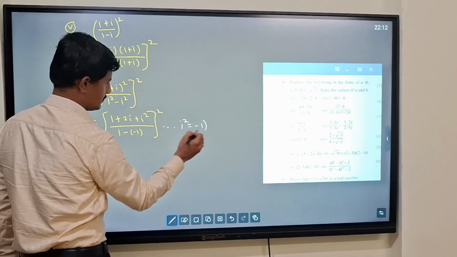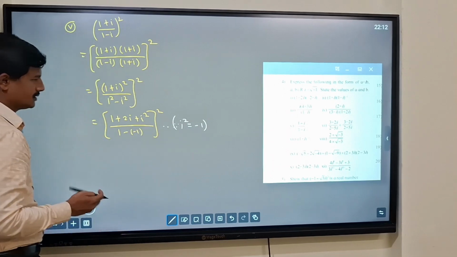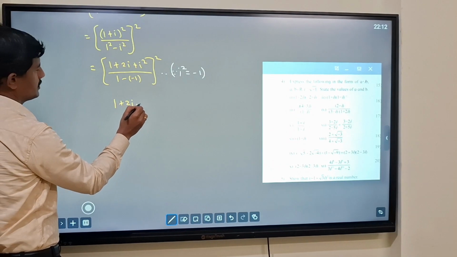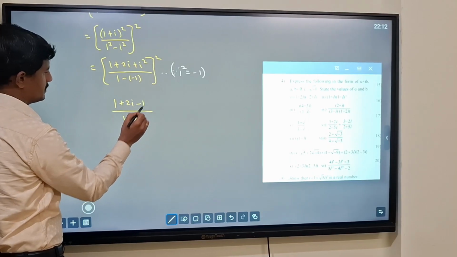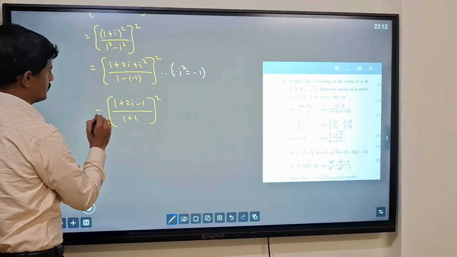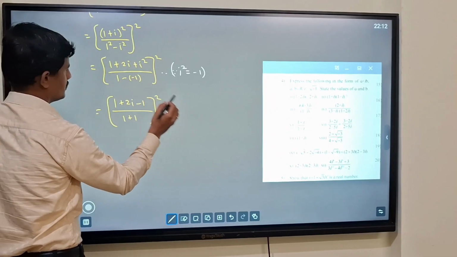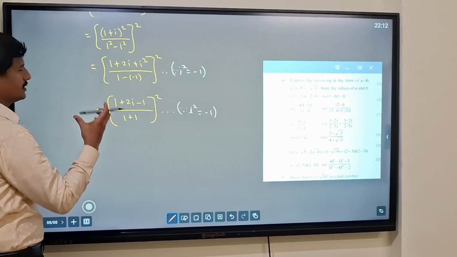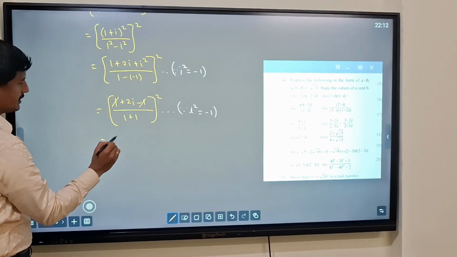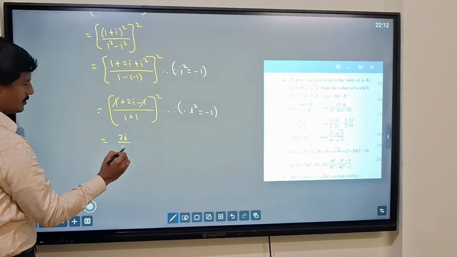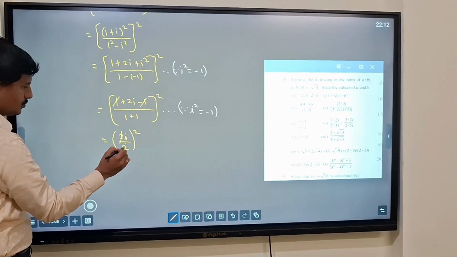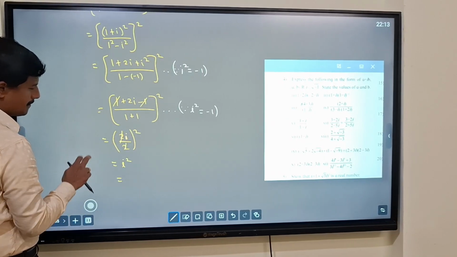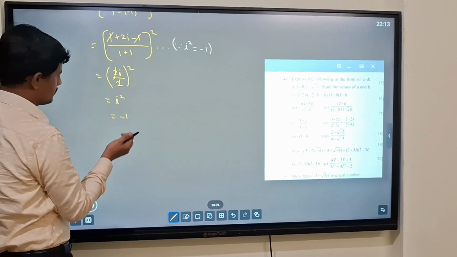So the numerator becomes 1 plus 2i plus i square upon (1 minus of minus 1) whole square. i square is simply minus 1. This becomes 1 plus 2i minus 1 upon (1 plus 1) whole square. Again, same reason: here minus 1 comes because i square is minus 1. This plus 1 minus 1 gets cancelled. Remains 2i upon 2 whole square. 2 gets cancelled. This becomes i square, and this is simply minus 1 because i square is minus 1.